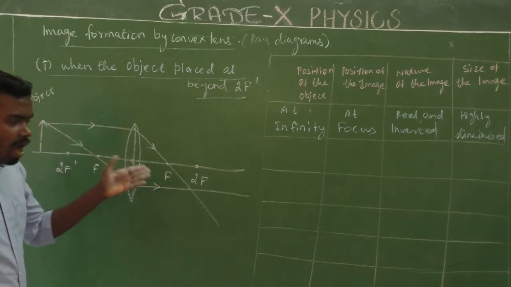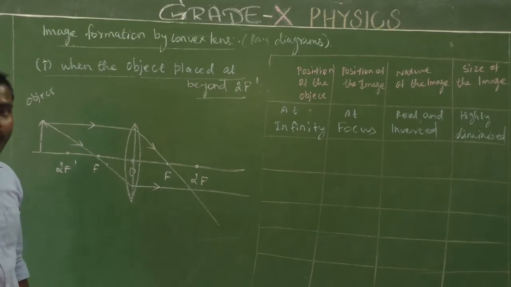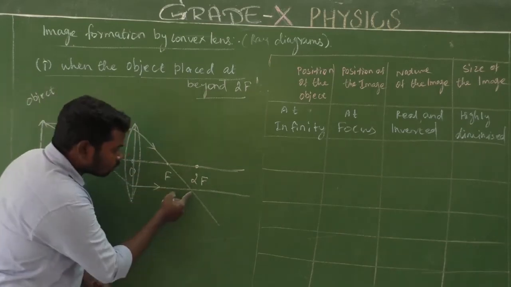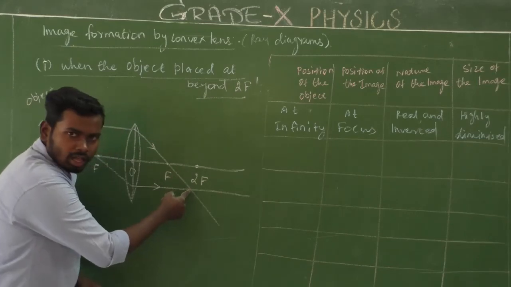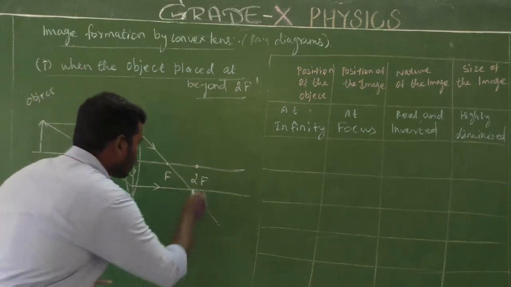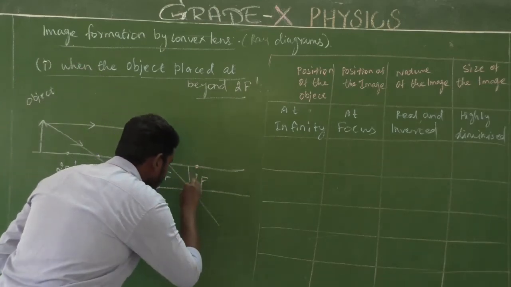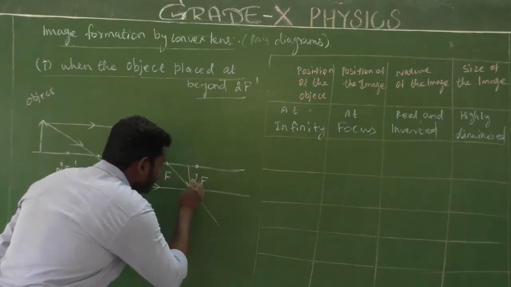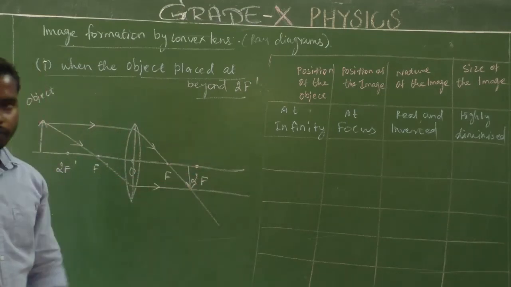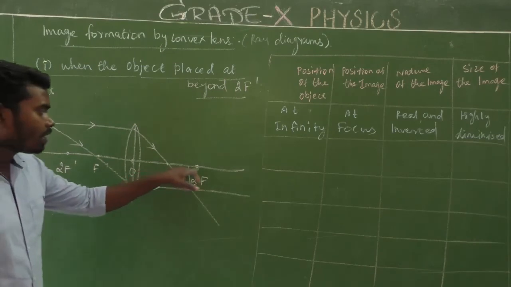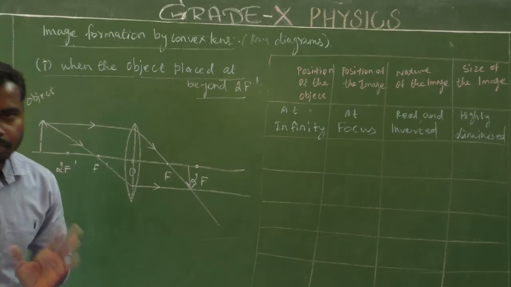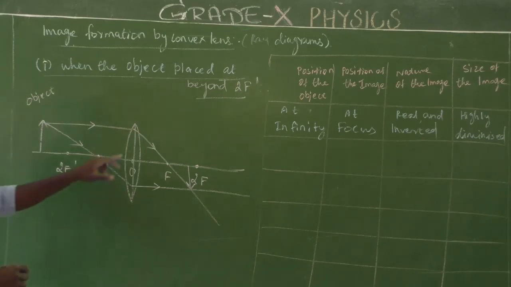Here where will the image be formed? This is refracted ray 1, this is refracted ray 2. When two refracted rays intersect together, there will be image formation. So the image is formed here, between F and 2F. Is it clear? Very simple.